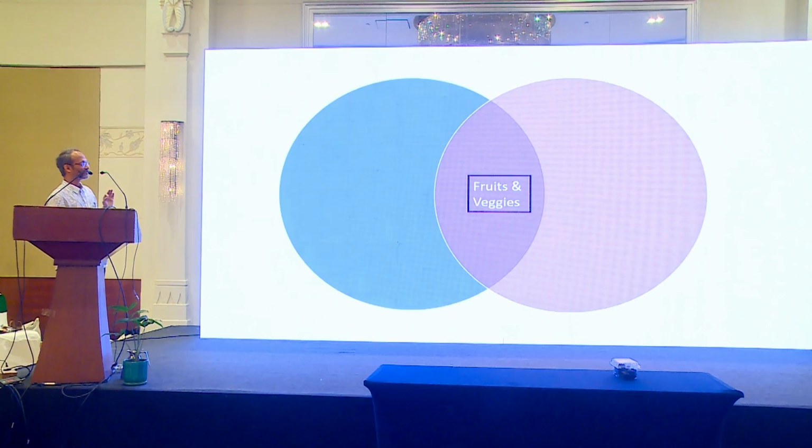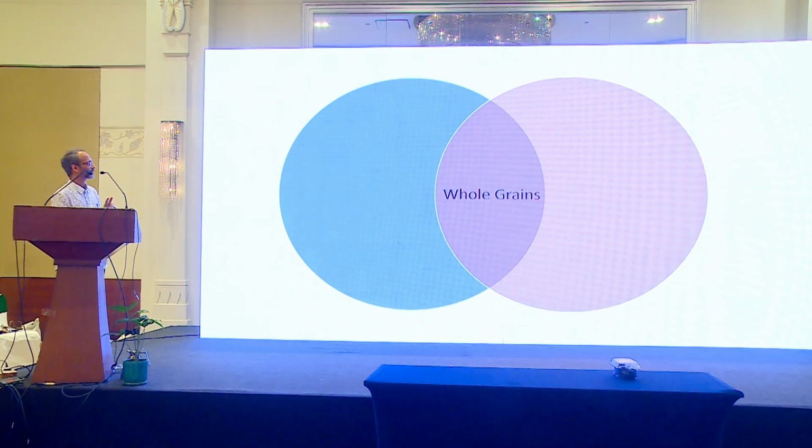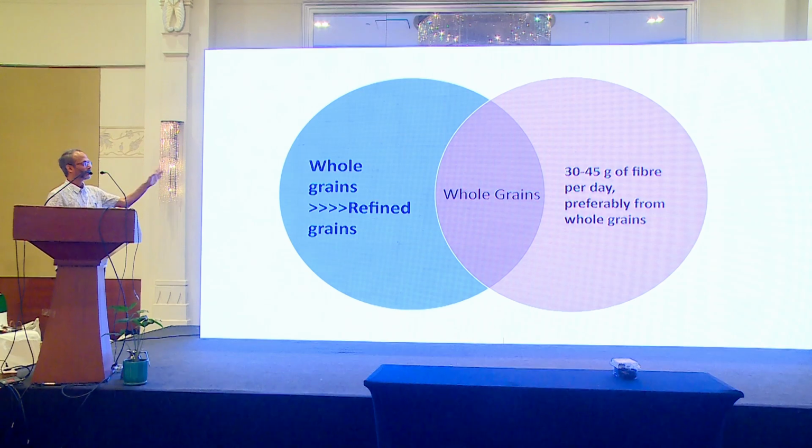What about fruits and vegetables? Eat plenty and choose a wide variety is what AHA recommends, and ESC says 200 grams each of fruits and vegetables per day. How about whole grains? Prefer whole grains to refined grains. When it comes to whole grains, the ESC has taken up the fiber part alone, and says derive the majority of your fiber from your whole grains.